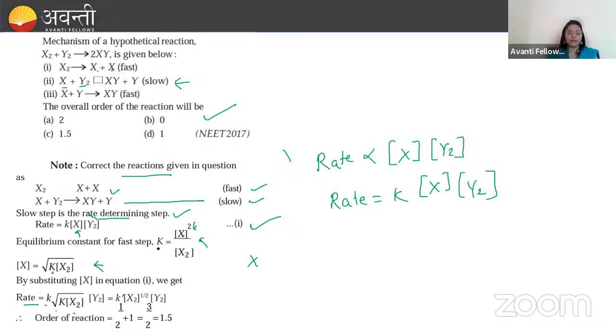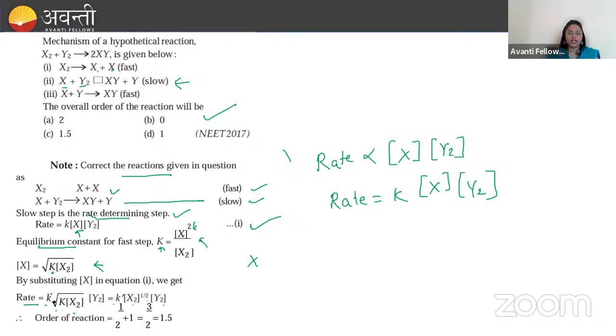This k is what? Equilibrium constant. Okay, you will get k dash x^(1/2) and y2. ठीक है, एक जो x था वो कम हो गया, वो क्या हो गया? कम हो गया. यहाँ पे क्या किया मैंने? k into k. ठीक है, मैंने क्या किया?